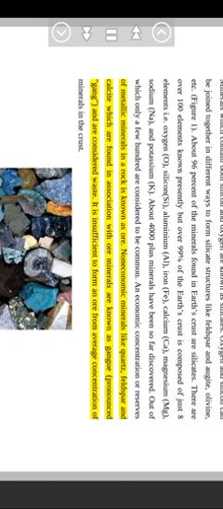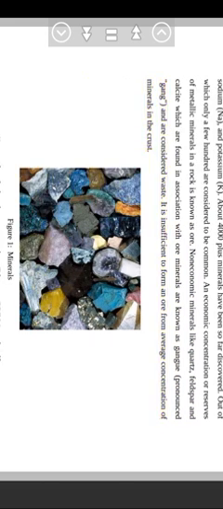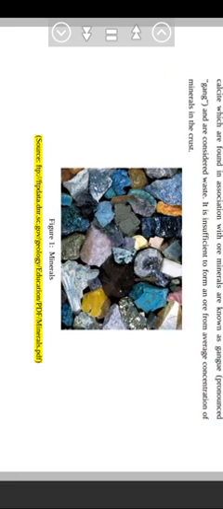Non-economic minerals like quartz, feldspar and calcite, which are found in association with ore minerals, are known as gangue, pronounced gang, and are considered waste. The average concentration of minerals in the crust is insufficient to form an ore. Figure 1. Minerals. Source. 16.1 Mineralogy.